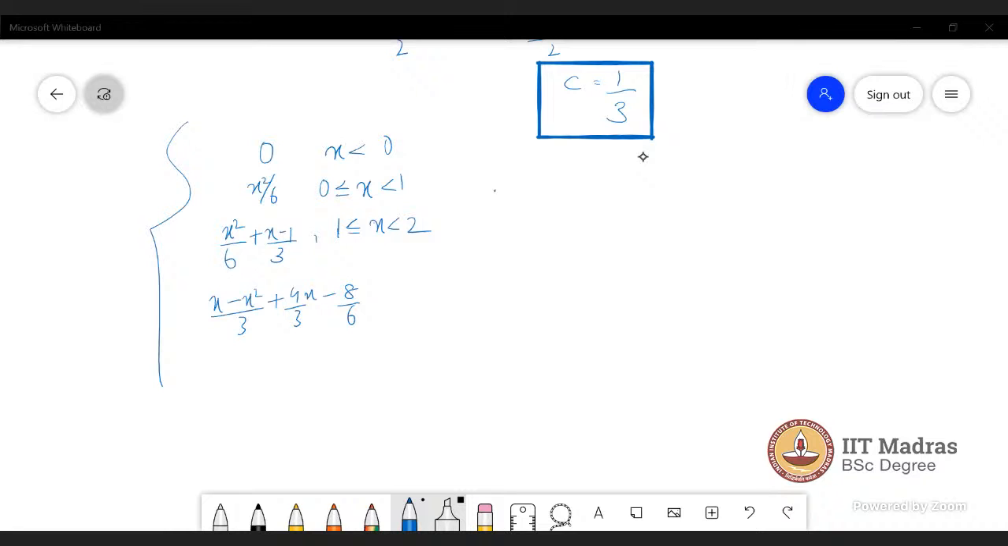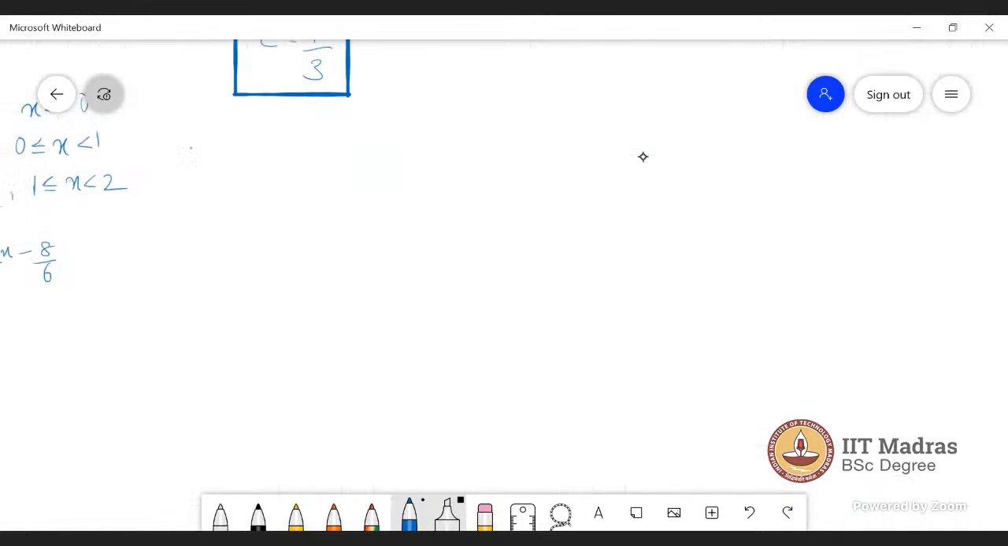No, that is wrong. So now listen to me. Okay. So I will just write the PDF here. So given a PDF, how will you find the CDF? So this is what we are trying to do here. Given PDF, how to find CDF?